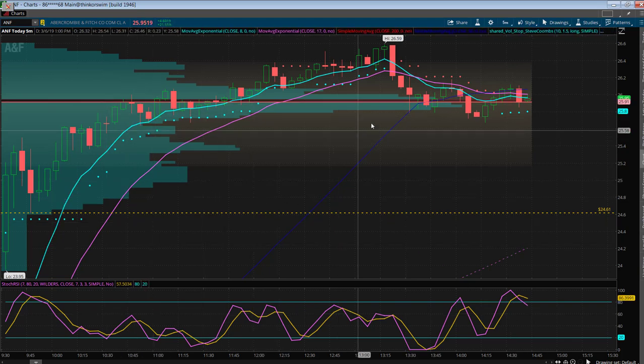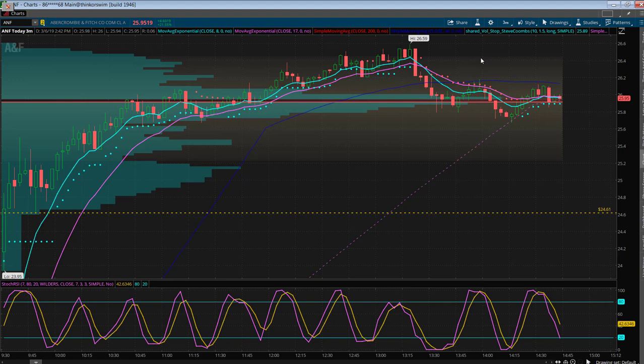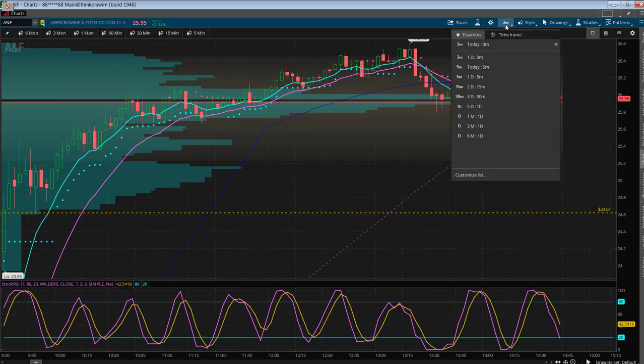Here's a 5 minute chart. I like that. Where do I like to start? I'm a day trader, right? First part of the day, I like to be on a 1, 2, or 3 minute chart. Only at the first part of the day. Let me do the time frame.